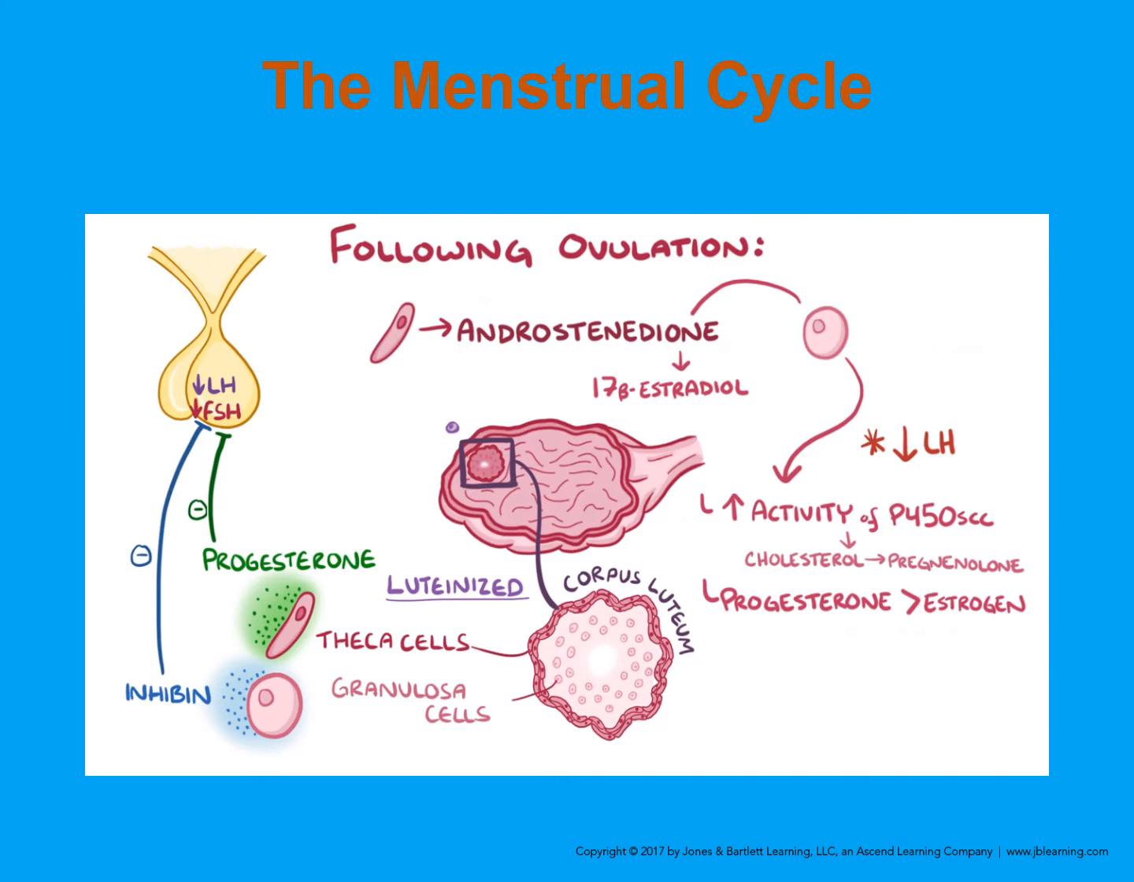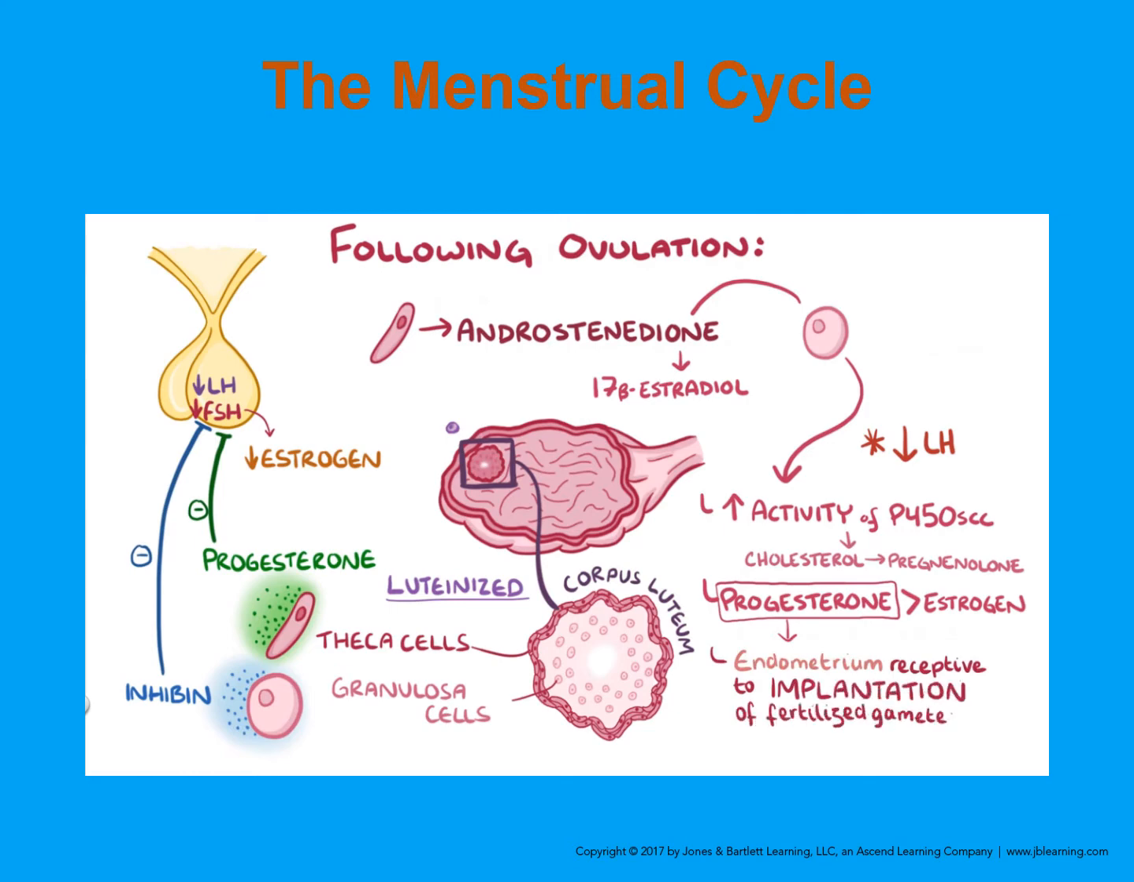Both of these processes result in a decline in estrogen levels, meaning that progesterone becomes the dominant hormone present during this phase of the cycle. Together with a decreased level of estrogen, the rising progesterone level signals that ovulation has occurred and helps make the endometrium receptive to the implantation of a fertilized gamete.